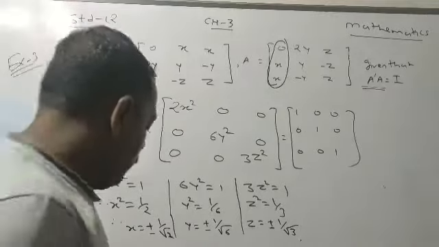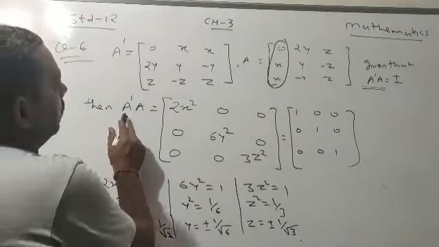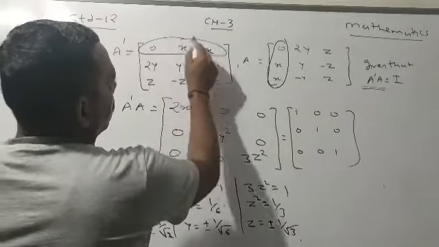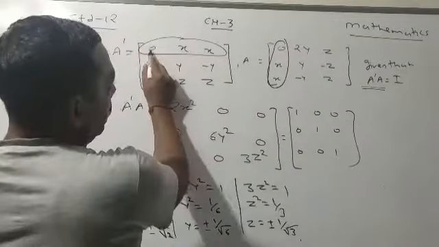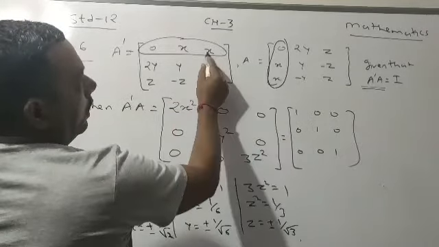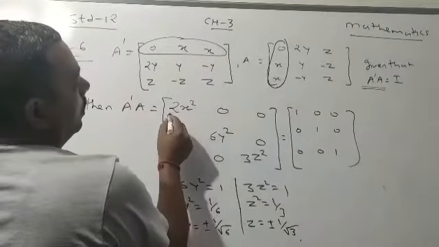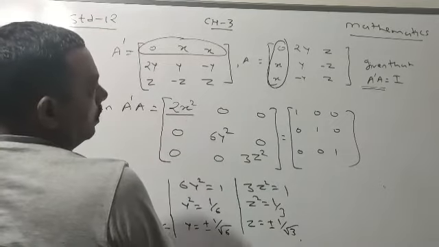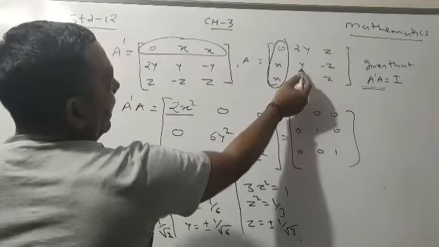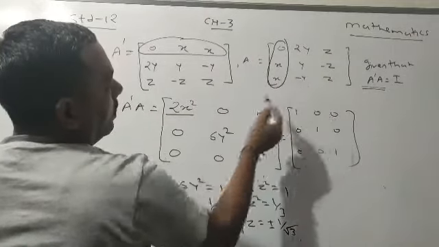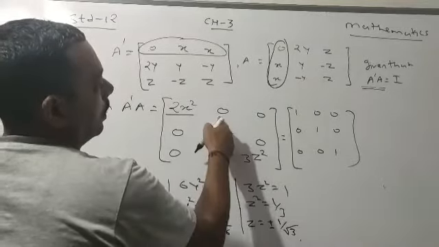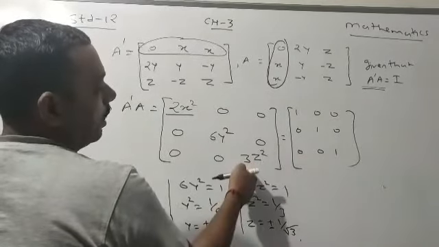First of all, we will obtain A dash into A. We know how to find A dash into A. First row, first column: 0 with 0, x plus x into x, that is x square, x into x, that is x square. So finally 0 plus x square plus x square, that is 2x square. Same way, 0 with 2y, x with y, that is xy, x with negative y, that is minus xy. So 0 plus xy minus xy, we get 0. And similarly we will get all these entries.